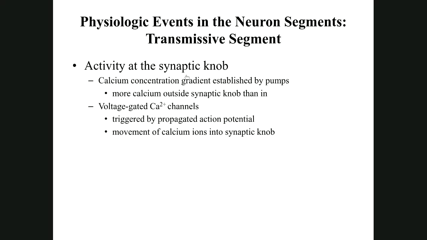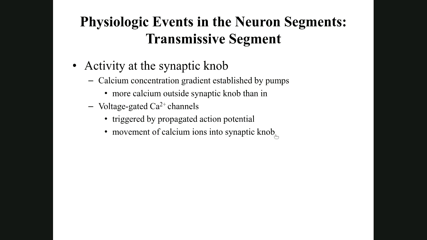First off, when the AP reaches the synaptic knob, the action potential, I want you to know, opens calcium channels. These are voltage gated. That's not too important, but they're open due to the AP arriving. So that means that they're voltage gated. But now they're going to allow calcium ions to move into the synaptic knob.